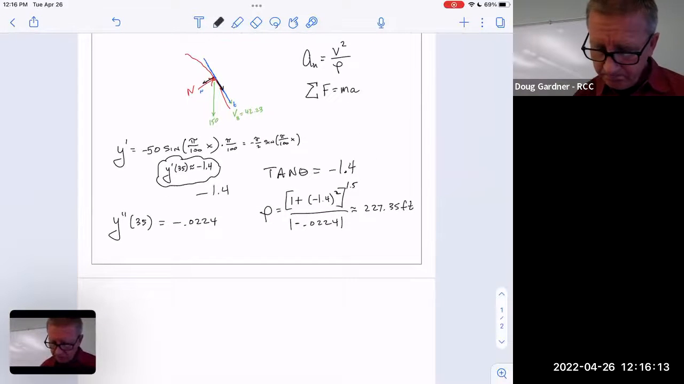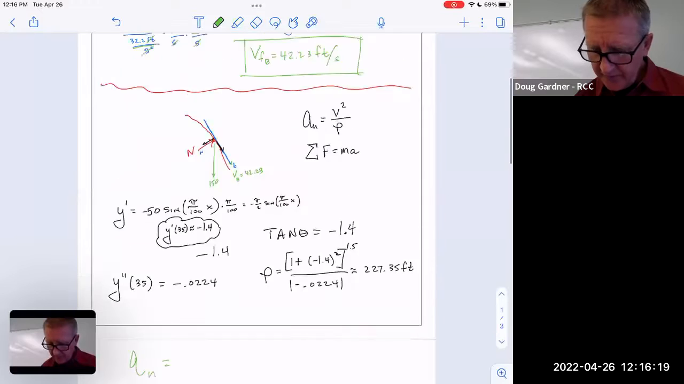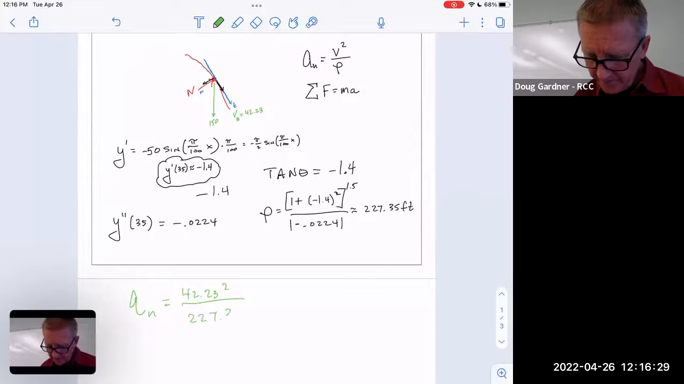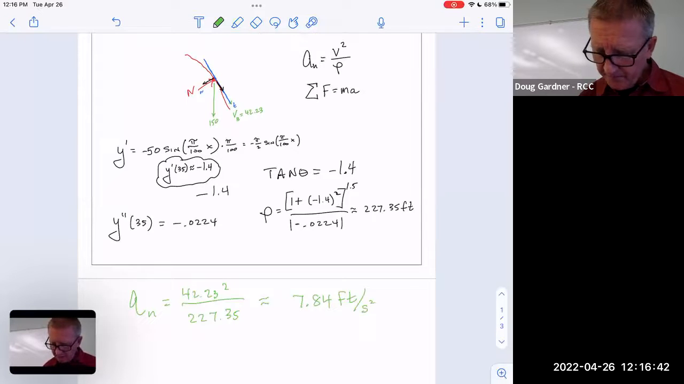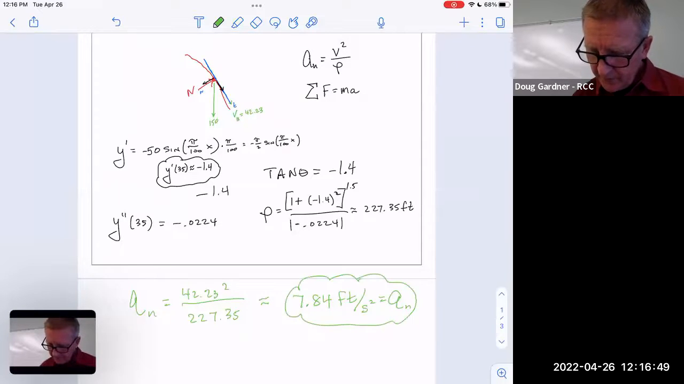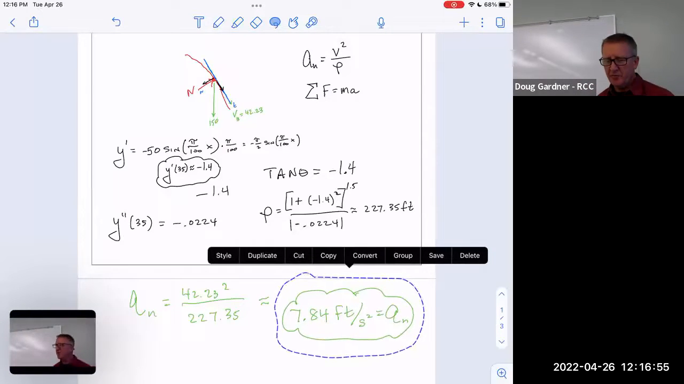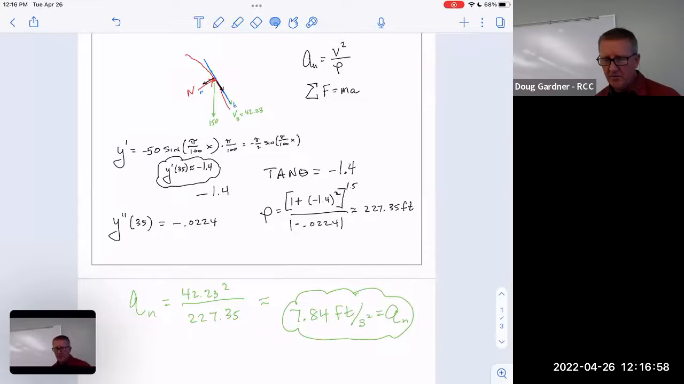And so I guess I could find the acceleration normal now. We said his velocity was 42.23, and that's squared divided by this radius that we just got. Acceleration is feet per second squared. So I figured that out because it's cool. Maybe I don't need to know it. We did use a lot of these in those previous equations, though, so it won't surprise me if I need it, but I don't know.